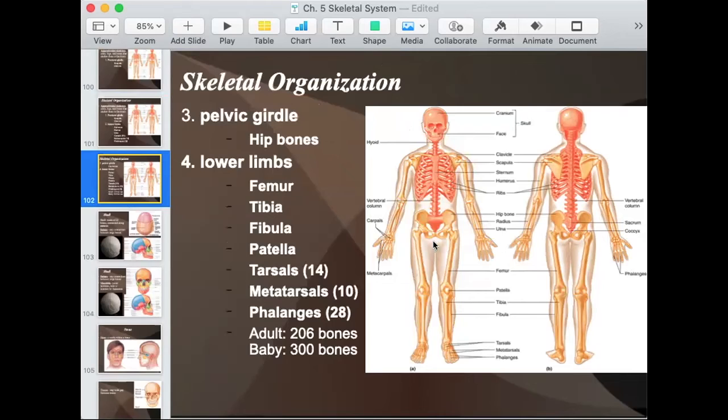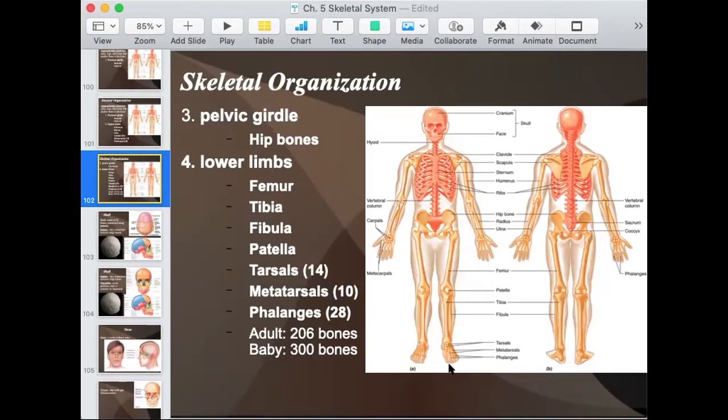Then move down to the lower body. The pelvic girdle is your hip bones on either side, right here in tan. And then that connects to your lower limbs: the femur, your thigh bone. The tibia is your shin bone. The fibula on the side makes up the heel portion and the ankle on the outside. The patella is your kneecap. Tarsals are your ankle bones. Metatarsals make up your feet. Phalanges make up your toes.